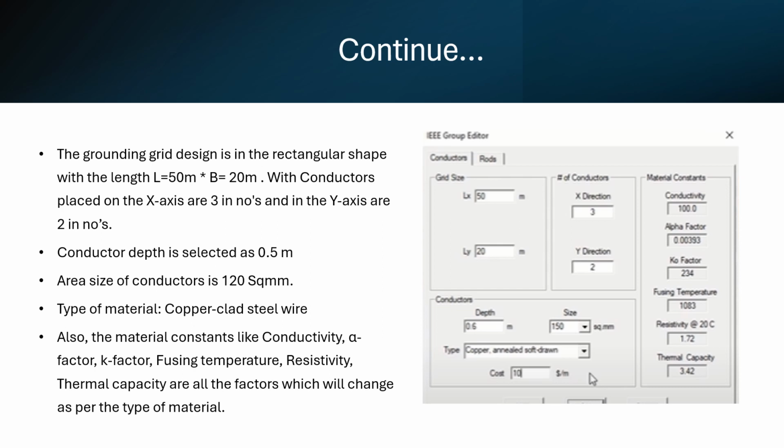Also the material constants like resistivity, alpha factor, K factor, fusing temperature, and thermal capacity are all factors which will change as per the type of material. Along with this copper clad steel wire, there are other materials as well, like aluminum and other types of material available in the ETAP software. So based on the application, you can select from it. Here for this project, we have selected the copper clad steel wire.